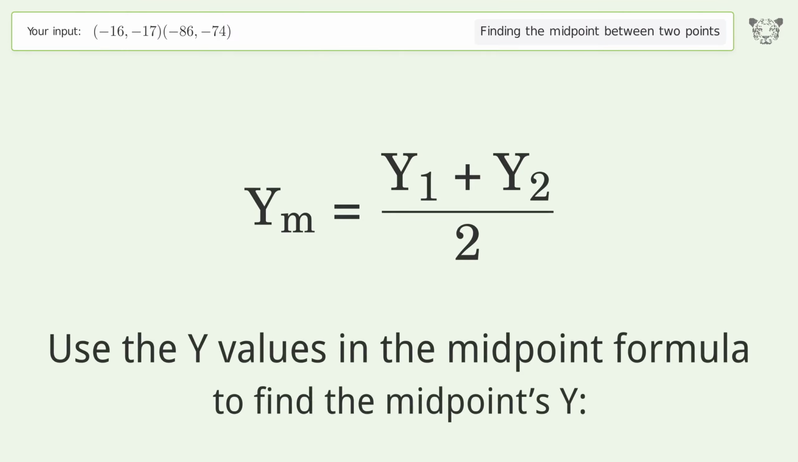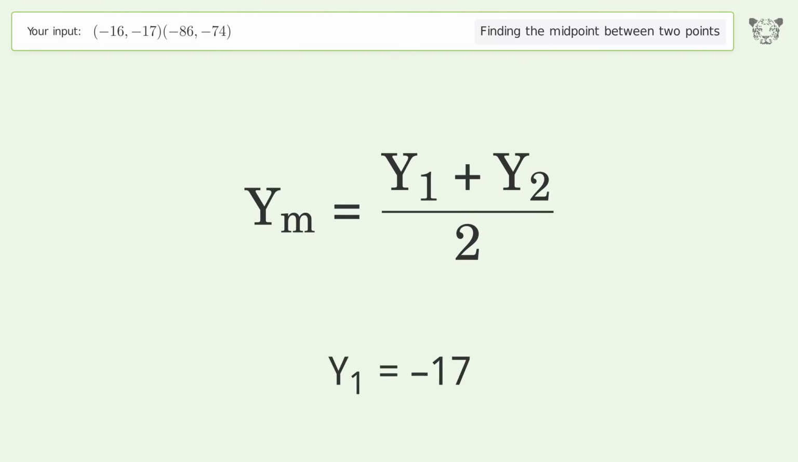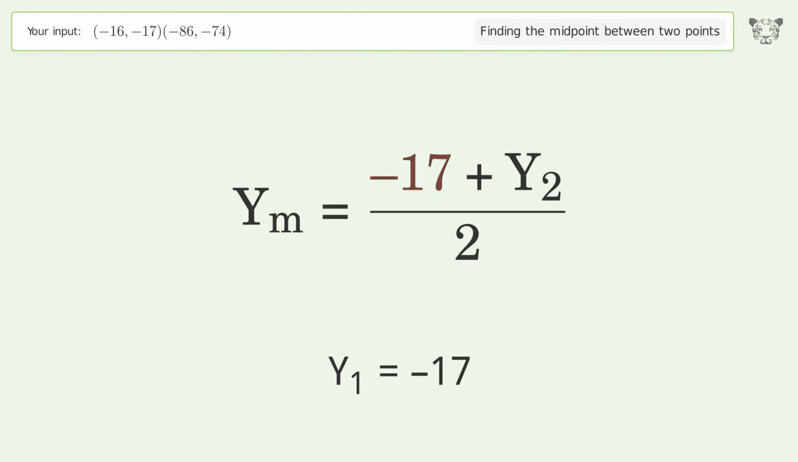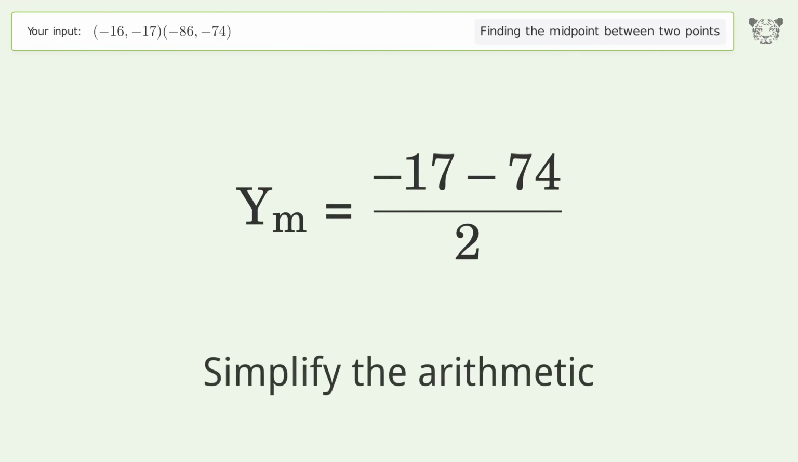Use the y values in the midpoint formula to find the midpoints y. y1 equals -17. y2 equals -74. Simplify the arithmetic.